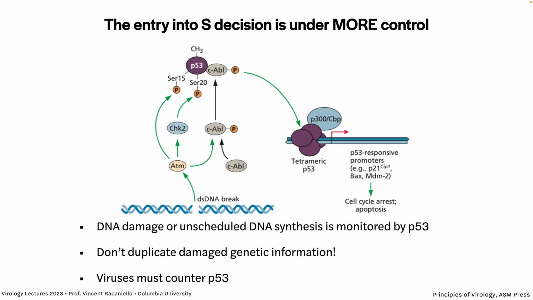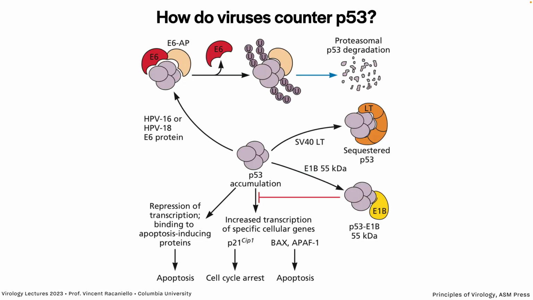And so that's another function of these T antigens. They bind and do various things to P53. These are different ways that viruses counter P53. And I just want you to know that the papillomavirus protein binds P53 and causes it to be degraded. The SV40 large T binds P53, so does E1B of adenovirus, and sequesters it so it can't have its normal activity.